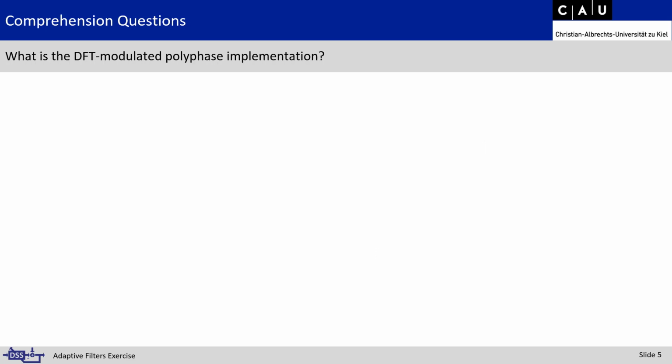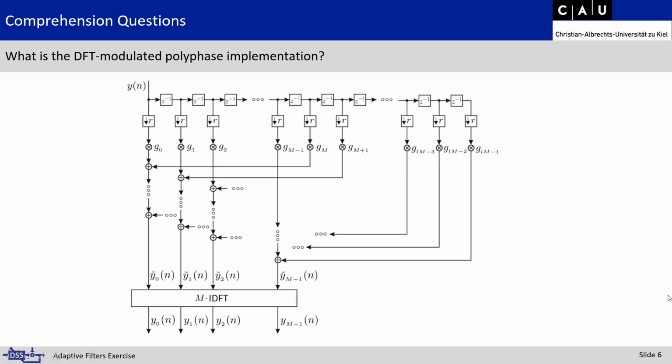The second question is, what is the DFT modulated polyphase implementation? And this implementation is just a very computationally efficient implementation of our analysis and synthesis filter bank structure. And here we can look at the analysis part, and actually we work some tricks in this implementation because we switch some operations around so that we can actually make it more efficient, and we use, of course, a prototype filter.